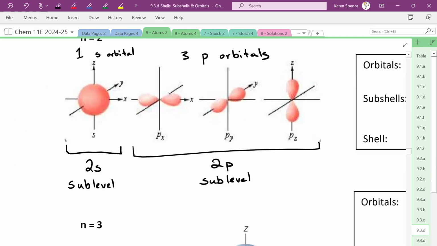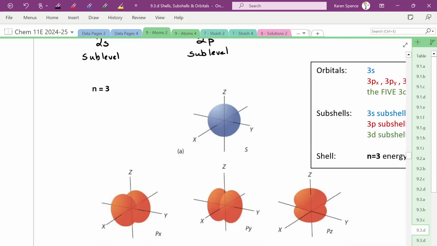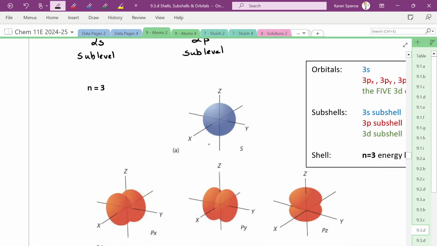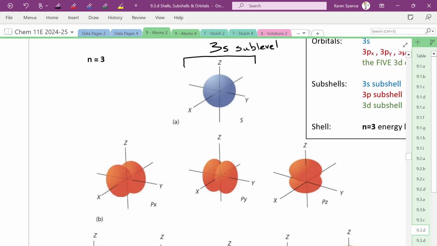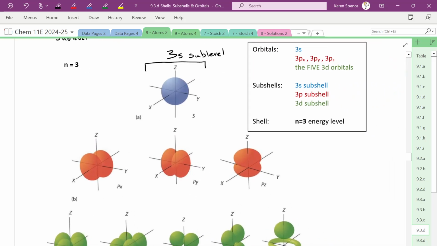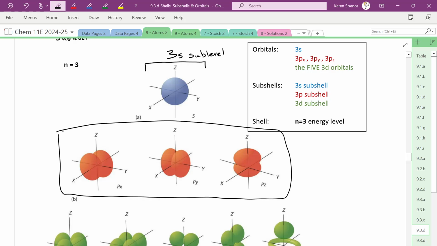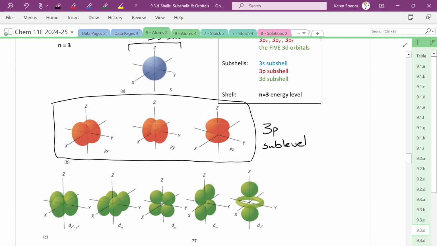Yeah? Okay. Because then we get to energy level 3, and we have our 3s sublevel. We have our 3p sublevel, and we also have our 3d sublevel.